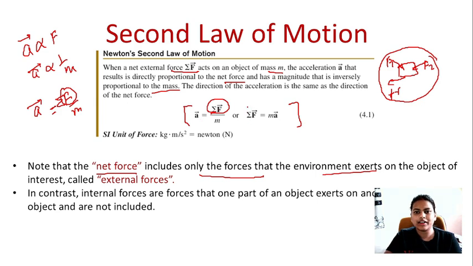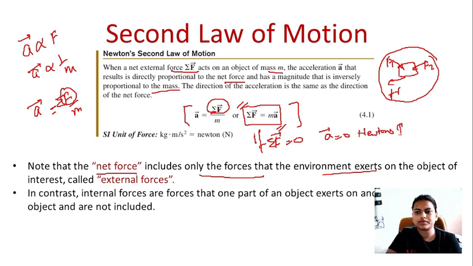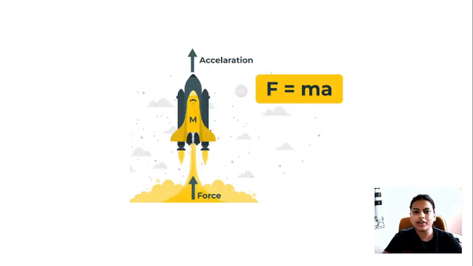Or we can write force is equal to mass times acceleration. This is Newton's second law. If the net force is 0, then the acceleration would be 0. This is Newton's first law. For example, a rocket: if force is applied on the rocket, then it would get accelerated. The force would be equal to mass times acceleration.